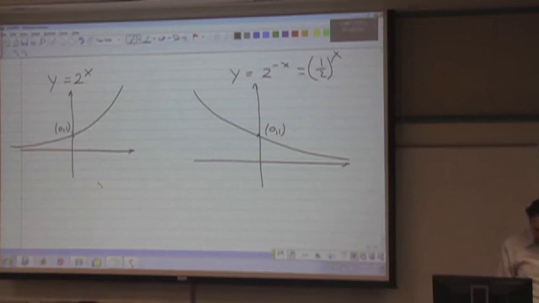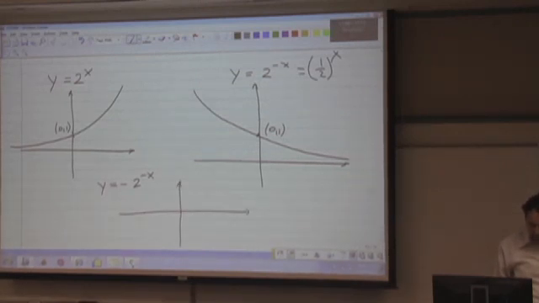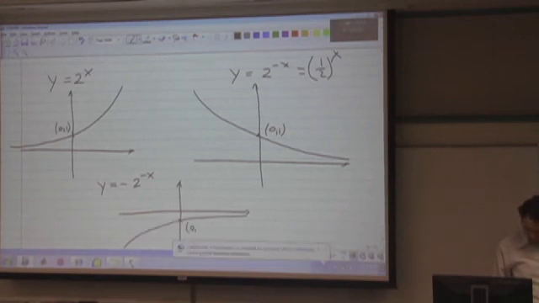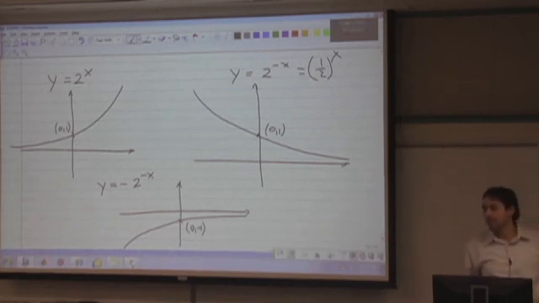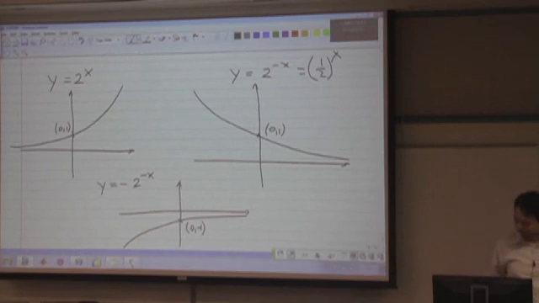So now what is the graph of y equals minus 2 to the minus x? Second graph flipped over the x-axis. Does that make sense? Okay. That was a hard one. Let's see, what else? 16?